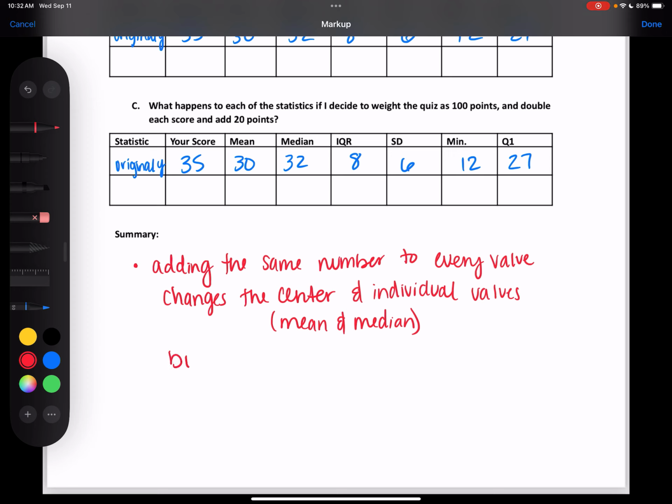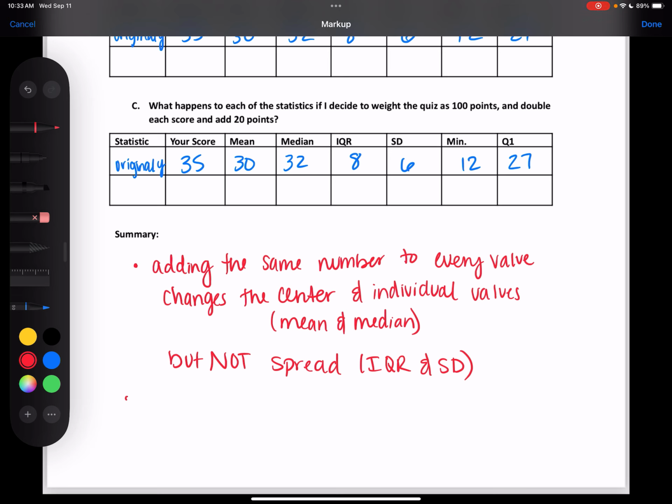But not IQR and standard deviation, the spread. You'll see why. It will make sense, but people get really confused about this to start with. That's why I wanted to summarize this from the beginning. When you add something to the numbers, because you're changing everything by the exact same amount, that's not going to change the range of your IQR or your standard deviation, because everything is changed by the exact same amount.